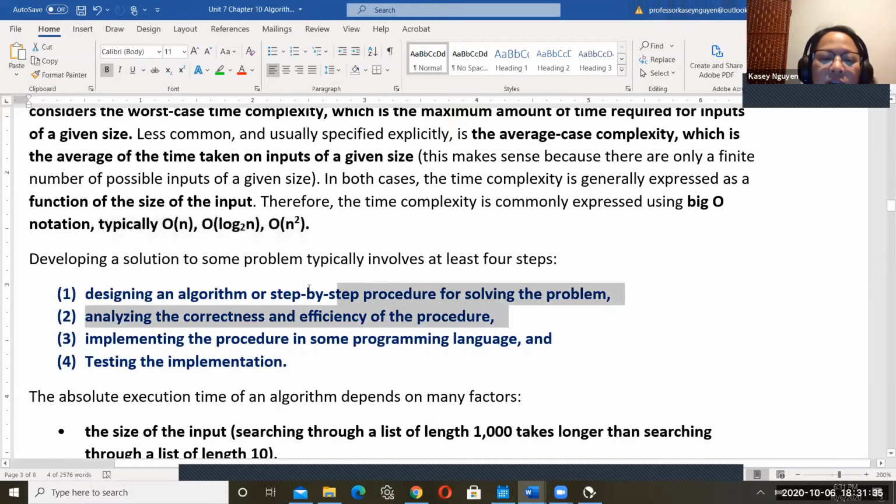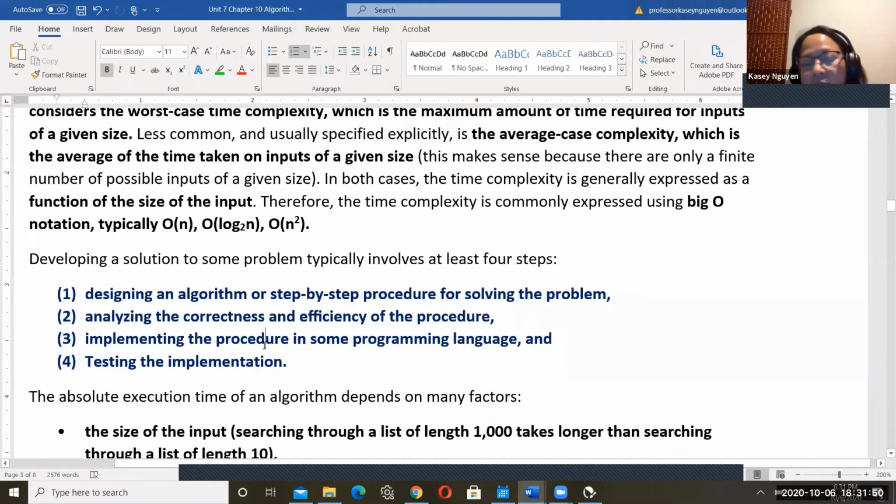So as you go through and say, okay, this is going to be efficient based on the objective for this program, then we can implement the procedure using a programming language, C++, Java, Python, you name it. And then we can test.